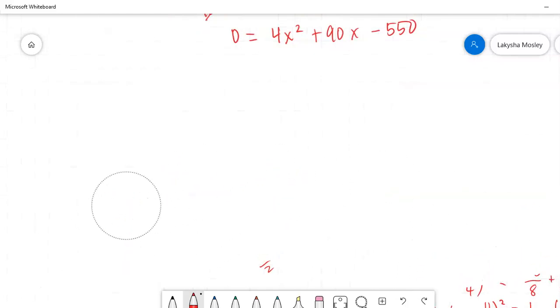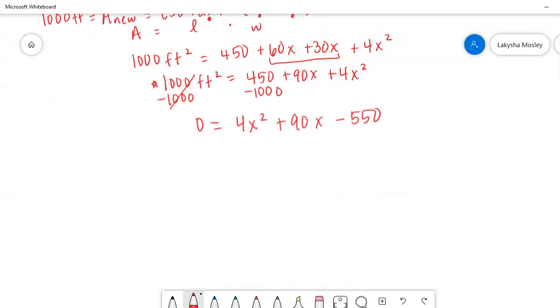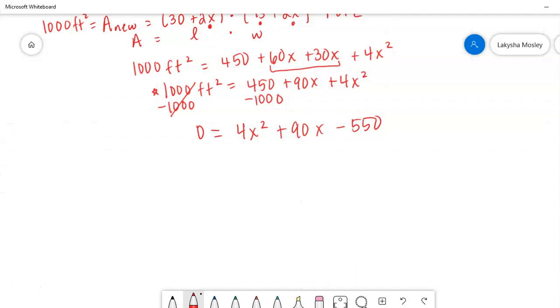Okay, so now we have this in quadratic form, and here's the beauty of this. Like I've said a lot of times, I'm going to say it again. When you have a quadratic, the ways that you can solve it is you can factor. That's the fastest way. The second way is, if it's not factorable, then you're going to complete the square.